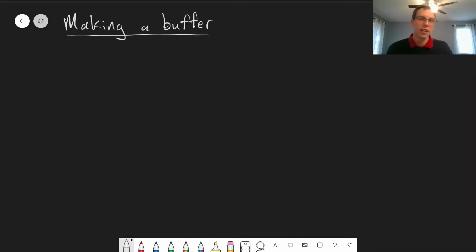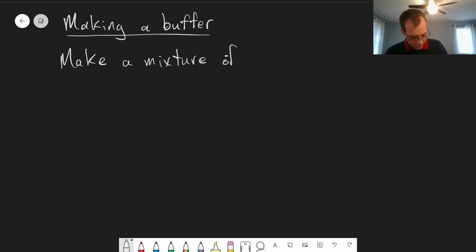The last thing we'll look at here in Chapter 9 about buffers is how we would actually make a buffer. Usually we want a buffer with a specific pH. So we could go through the Henderson-Hasselbalch equation and calculate exactly this many moles of conjugate acid A and conjugate base B. But in practice, what we usually do instead is make a mixture of our conjugate acid and base that's close to the pH we want.